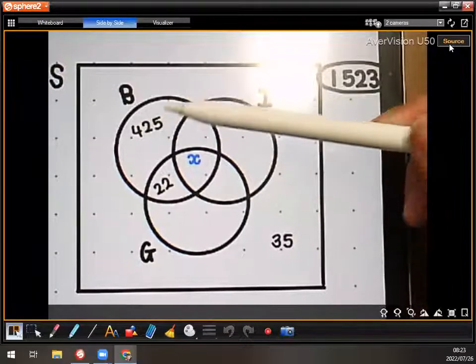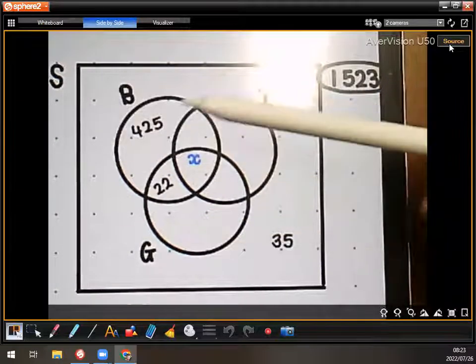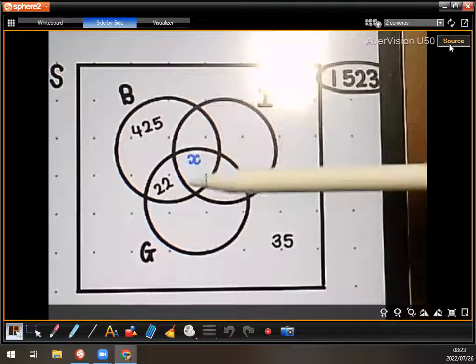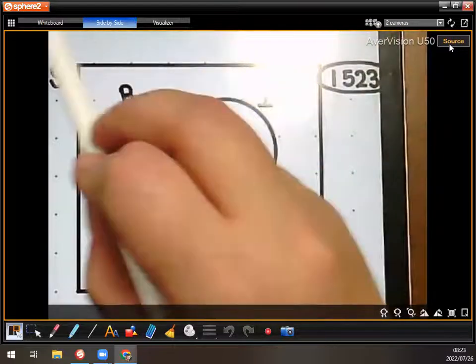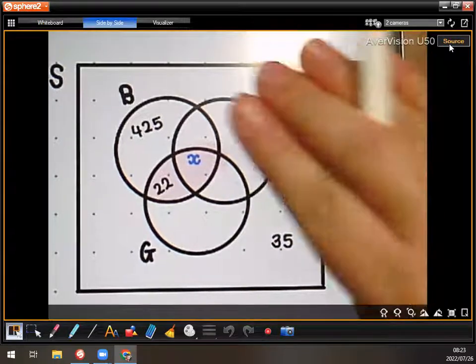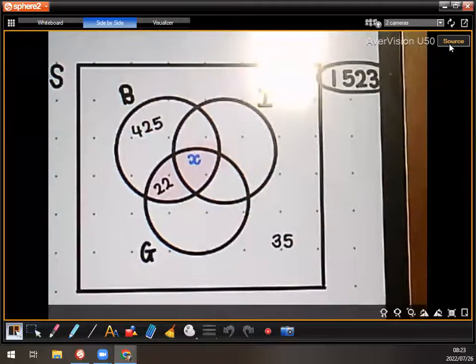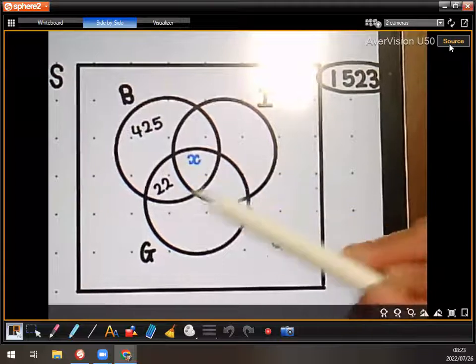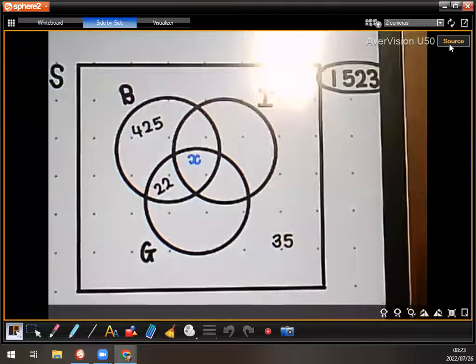Okay, so they're saying 425 watch B only. Guys, this section is B only. This section of the B circle doesn't overlap with I or G. We find that 425. Then they say 22 watch B and G, but not I. So this is B and G over here. This section is B and G, but not I, so that is excluding where it's overlapping with I. Right, so the 22 is supposed to go there. Does that make sense?